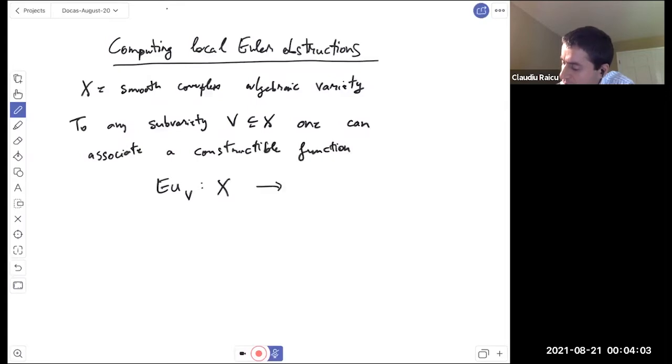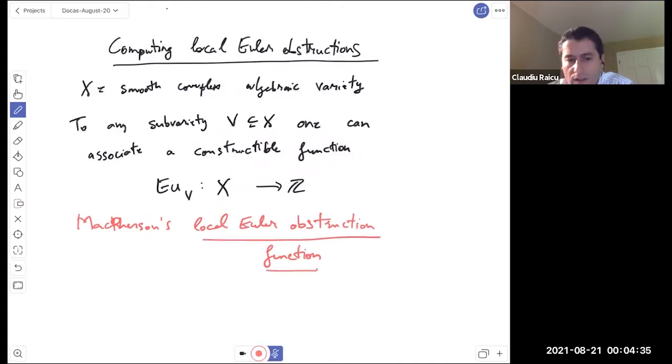So this just means it's constant along some stratification of X. And it's called the local Euler obstruction. This was introduced by MacPherson in the 70s. And my goal is to give some definitions and try to compute it in some examples. Okay. So before giving you the definition, let me tell you some properties.